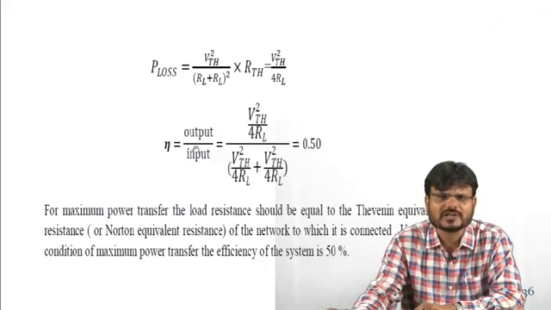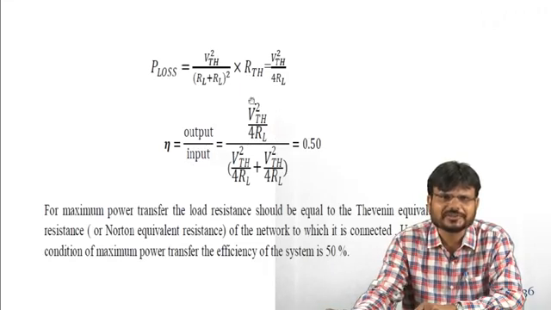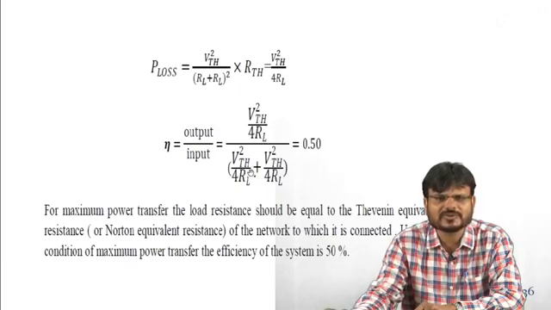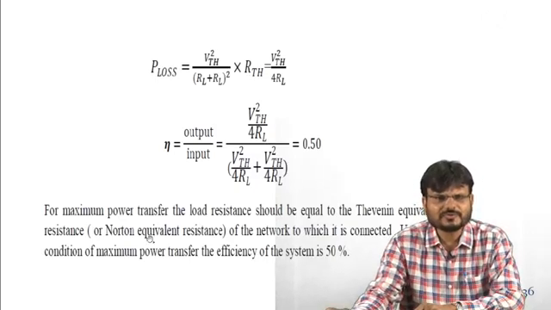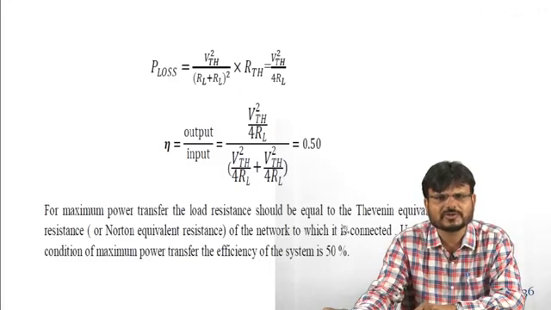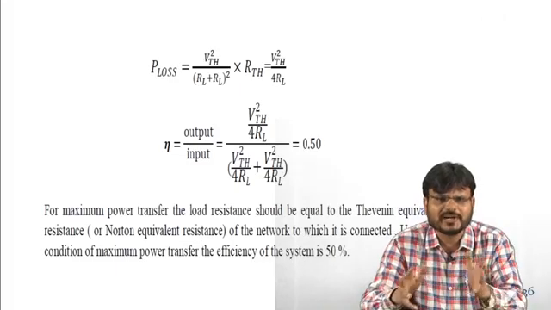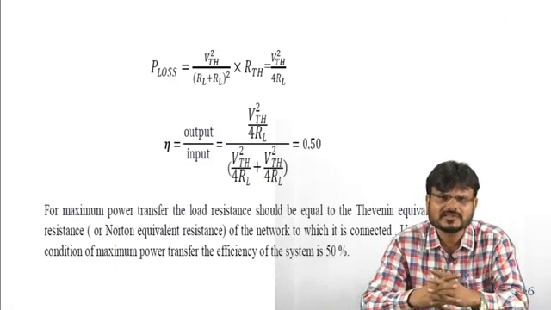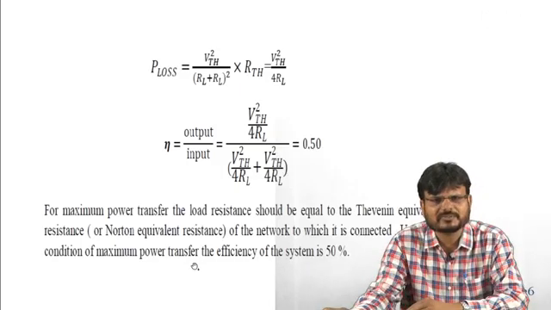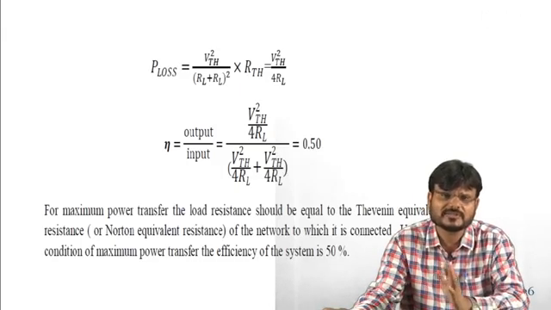So efficiency is equal to output upon input, and output is BTH square upon 4RL, and input is this plus this, meaning BTH square upon 4RL plus BTH square upon 4RL. After solving, you calculate that efficiency is equal to 0.5, or 50%. So for maximum power transfer, the load resistance should be equal to the Thevenin equivalent resistance or Norton equivalent resistance, because the methodology to find the Thevenin resistance and Norton equivalent resistance is the same. And under the condition of the maximum power transfer theorem, efficiency will always be 50%.